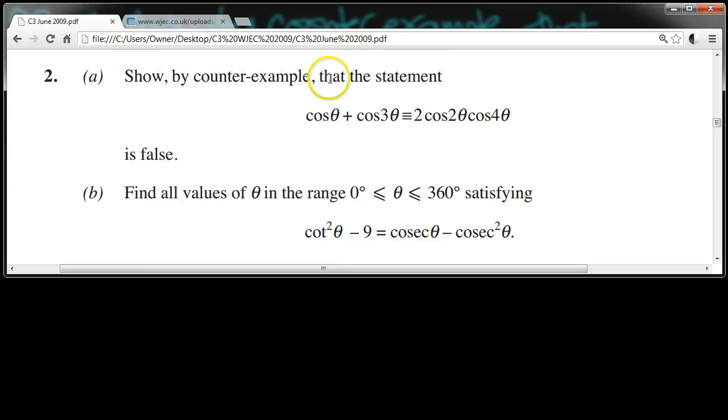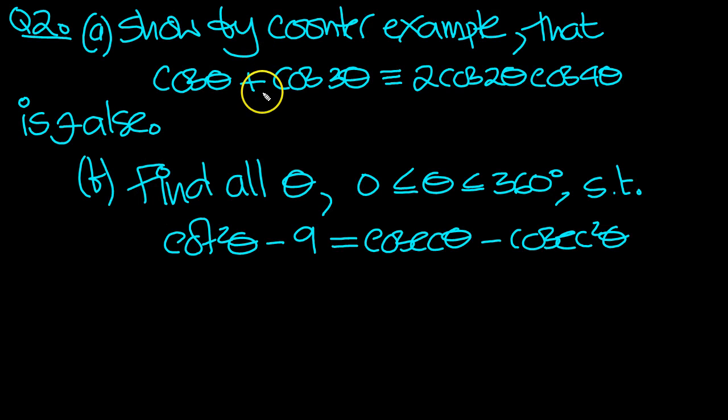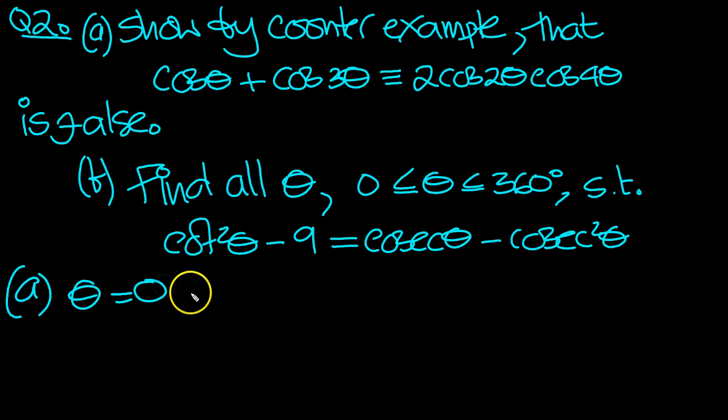Show by counterexample that the statement here is false, and find all the values of theta between 0 and 360 satisfying this equation here. So I've copied down the questions. So let's have a go at these then. Let's try theta equals 0 for A and see what we get, because that's an easy value to put in.